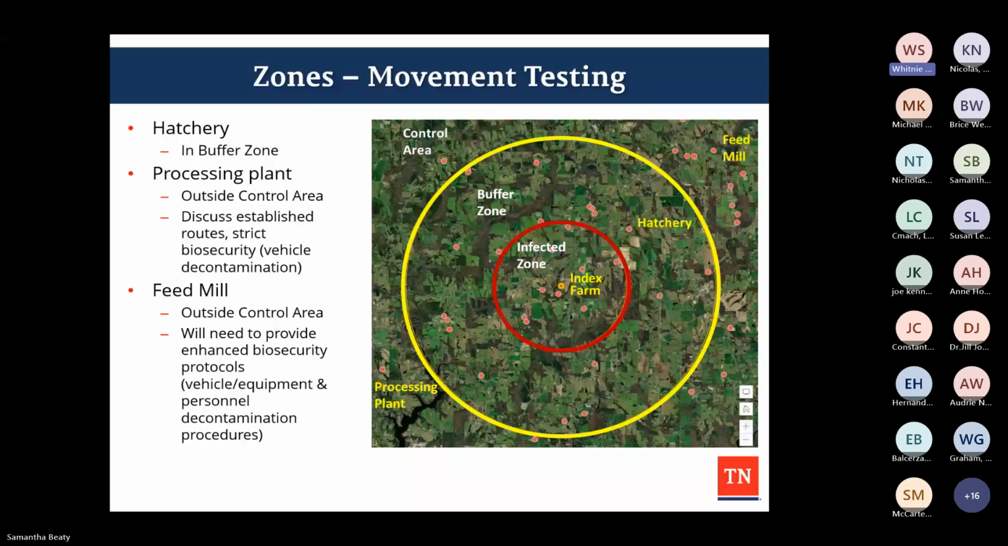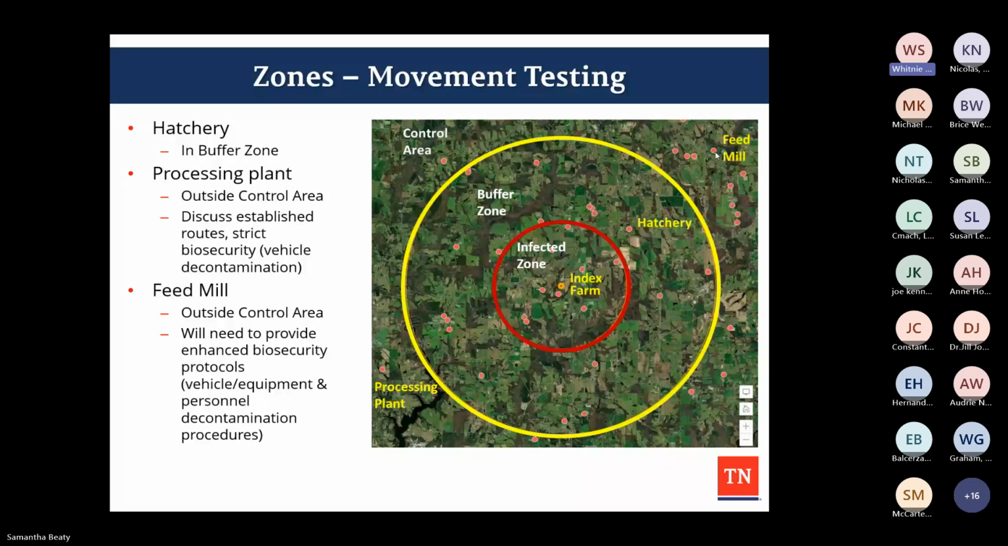So we have the infected zone in red and the buffer zone. Again, together, that's the control area. So everything in there is under quarantine. And all of those red dots are an example of commercial farms that are in there. So those would not be able to move birds or eggs without a permit, but it would not be uncommon to potentially have a hatchery that's in a control area. So if they needed to move eggs or birds, that would be permitted.